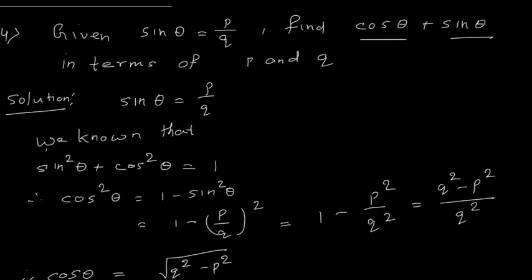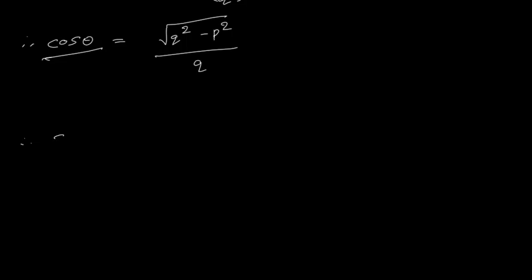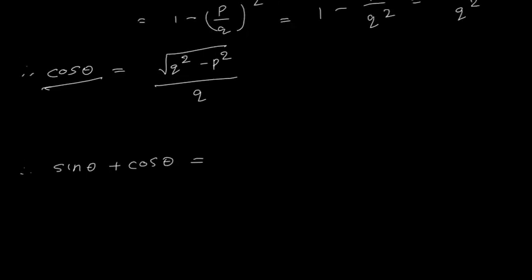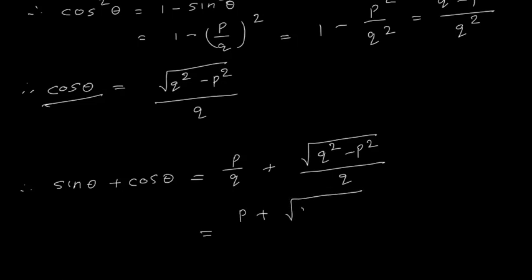So I have the value of sin theta, I have the value of cos theta. So therefore I will say that sin theta plus cos theta is equal to, sin theta is P upon Q, so let us write that as P upon Q plus cos theta, which is root of (Q square minus P square) whole divided by Q. So this becomes (P plus root of Q square minus P square) whole divided by Q. This is the value of sin theta plus cos theta. Easy?